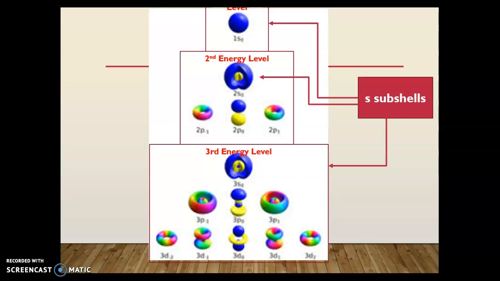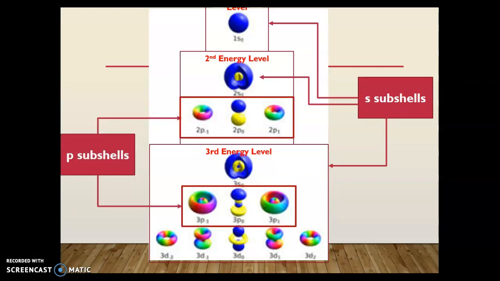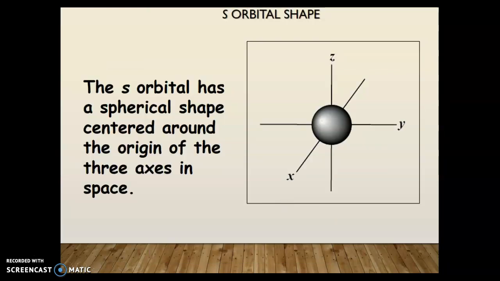Okay, so here are my subshells, right? These are my p subshells. So I have my 1s, my 2s, and my 3s subshell, and then I have my 2p and 3p subshell. Okay, we're going to go through the orbital shapes and the number of electrons that each one can hold. So if you don't recall, we have gone through this again, but we are going to go through it just one more time. So I have my s subshell.